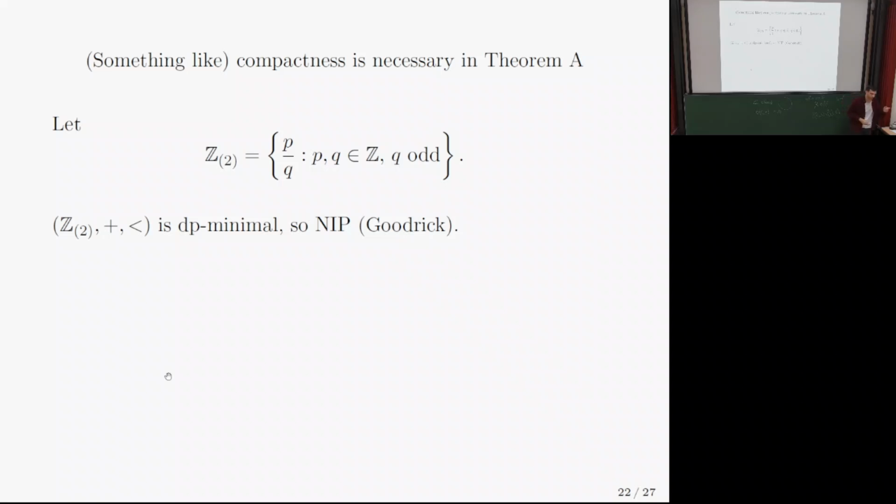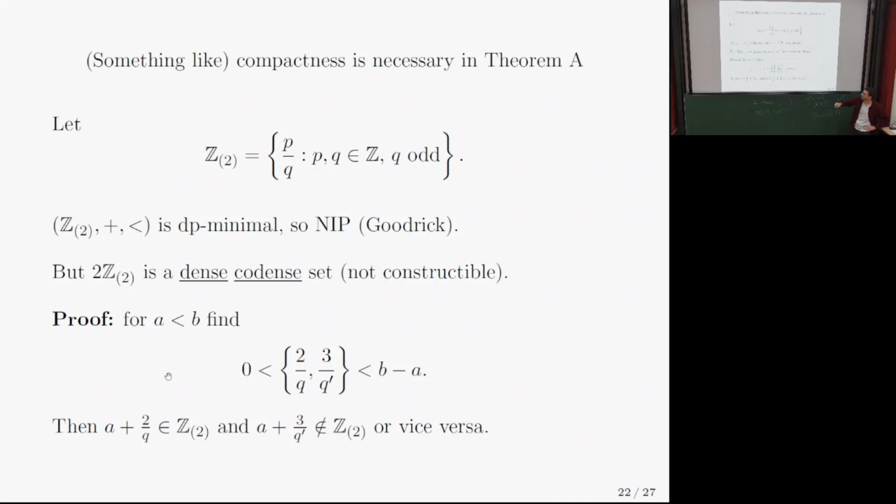These are rationals of the form P over Q, Q an odd number, and this is p-minimal by work of Goodrick, as an ordered group. Now, this is just the ordered group language, so it's its own open core. And the thing is, this is not constructible. In fact, what we get is that the elements that are divisible by 2 in this group form a dense and codense set. And the proof is pretty straightforward.